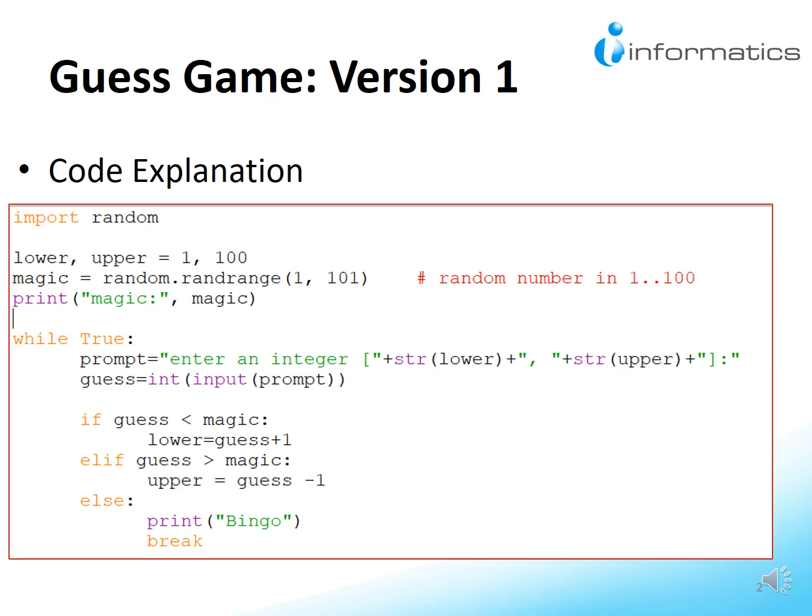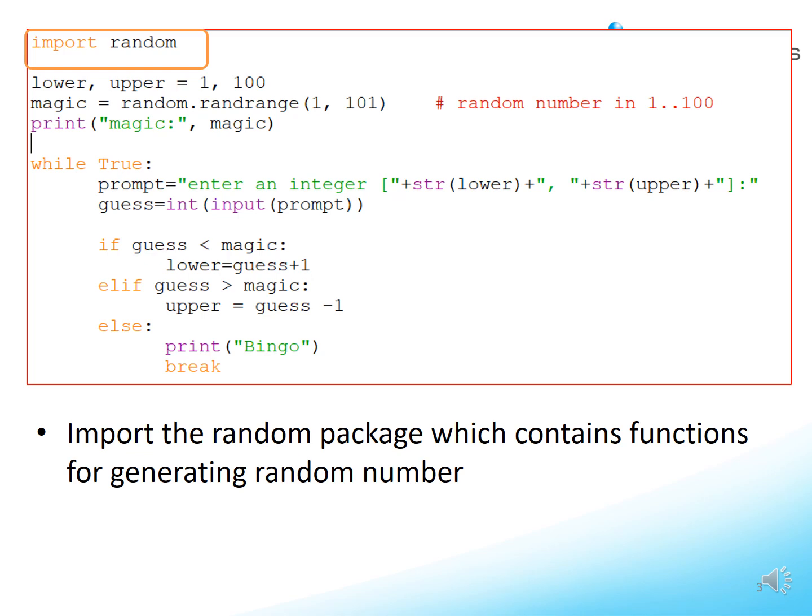So this is the overall structure. I'm going to explain the code line by line. The first statement is the import statement. It imports a package called random. Python is an extensible language. The core language is small, yet you can import many libraries to extend the power of the language.